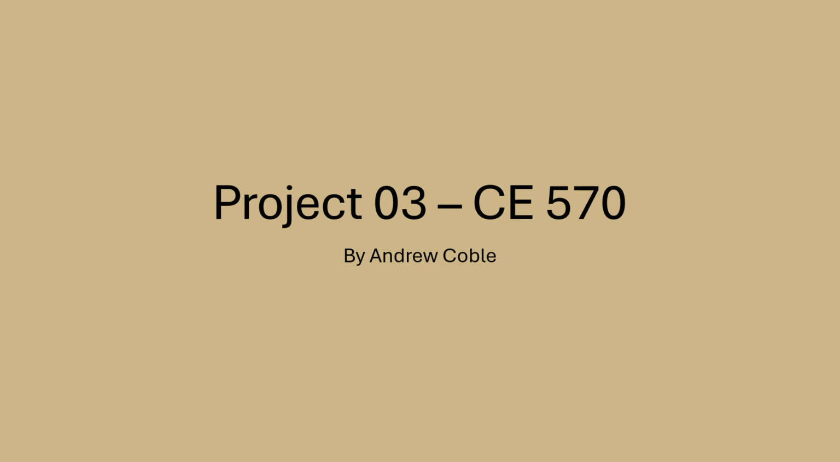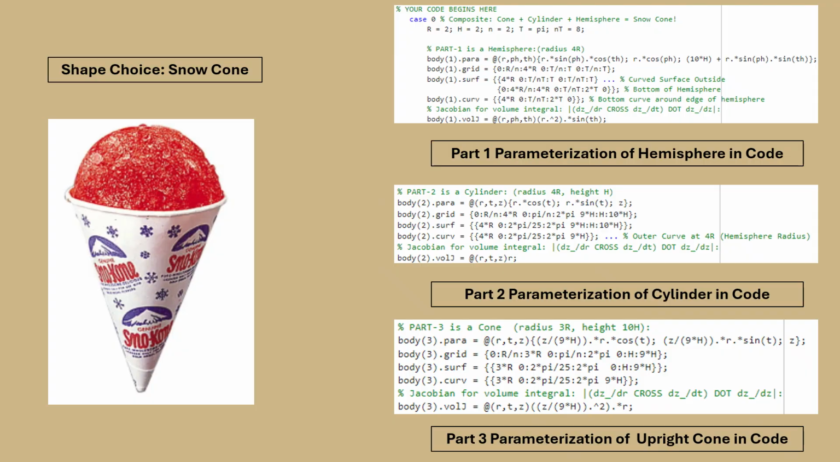Coble, and this is my Project 3 presentation for CE 570. I'm going to quickly review my code from last week with some slight modifications. My shape of choice is a snow cone with an upright cone stacked below a cylinder and hemisphere.